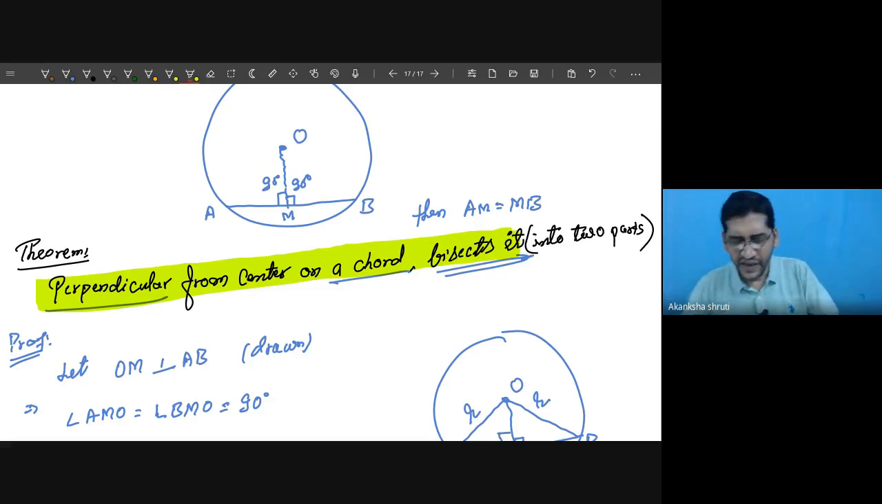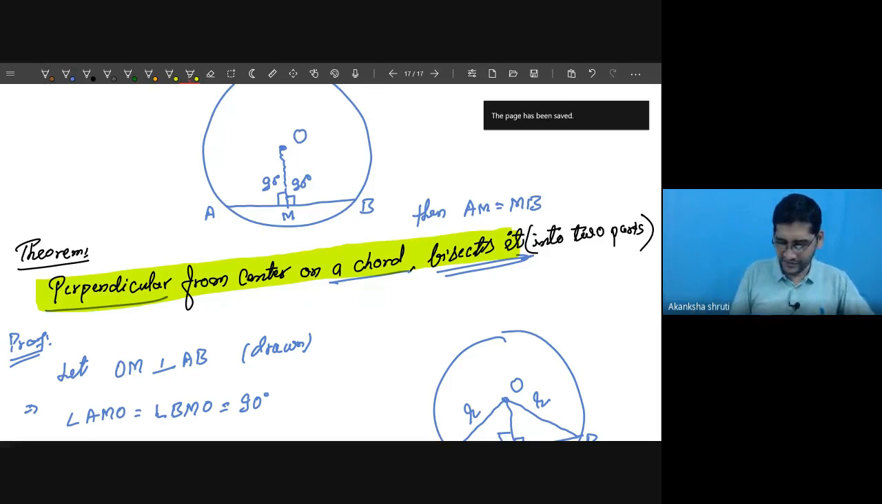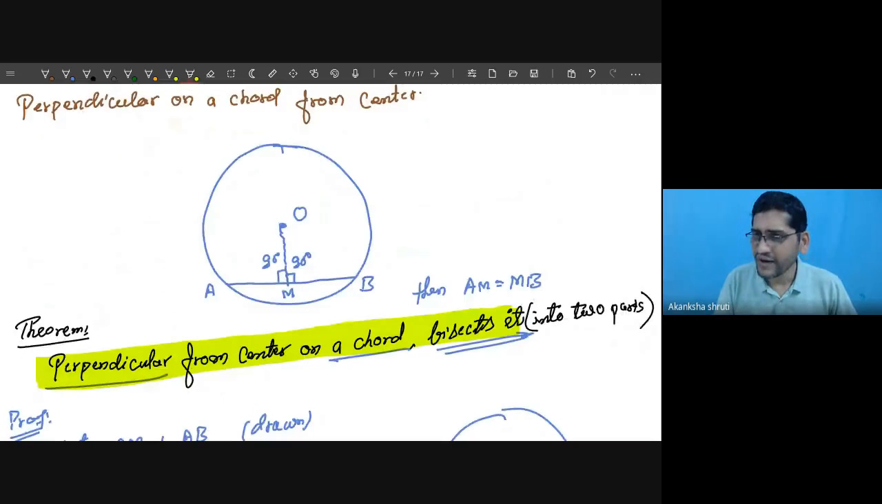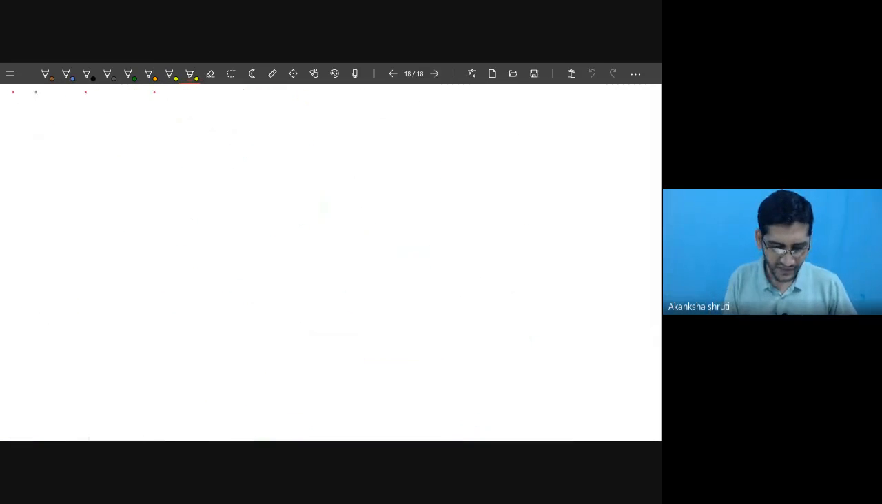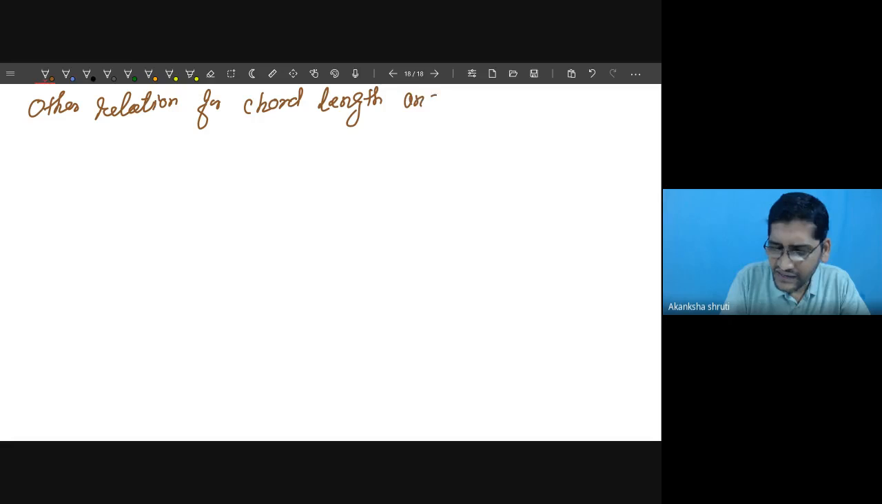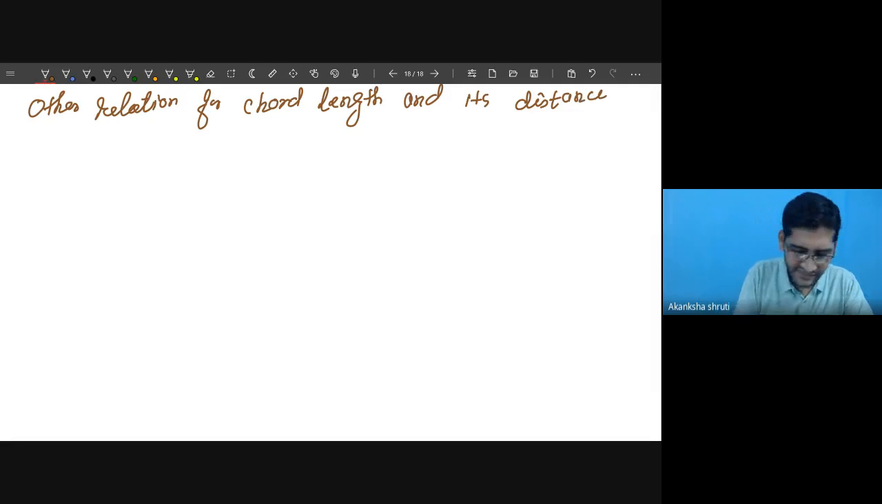Now, let us go for the other criteria. What else can be applied here? The other relation for the chord length and its distance from the center.